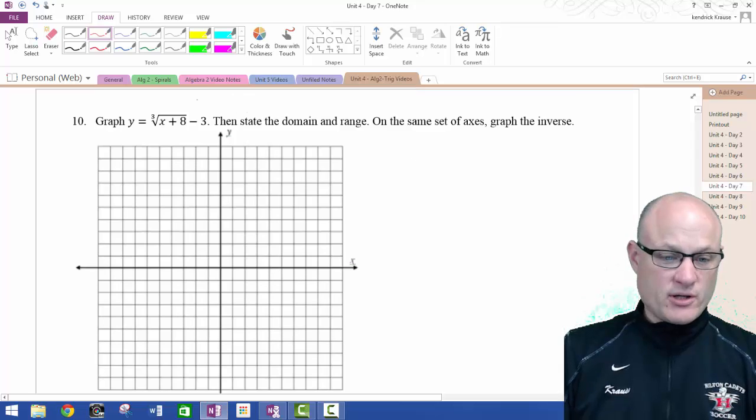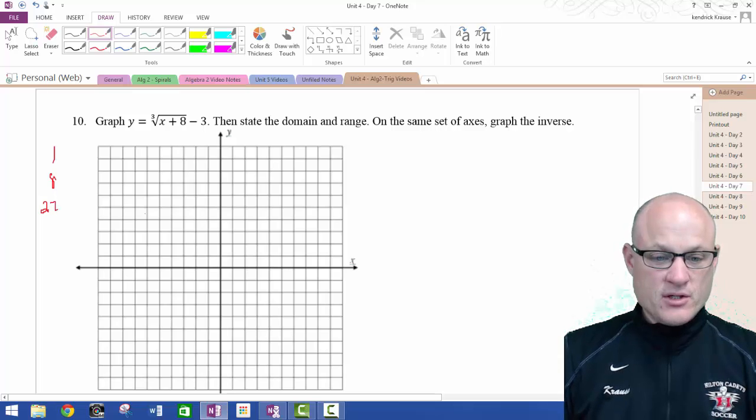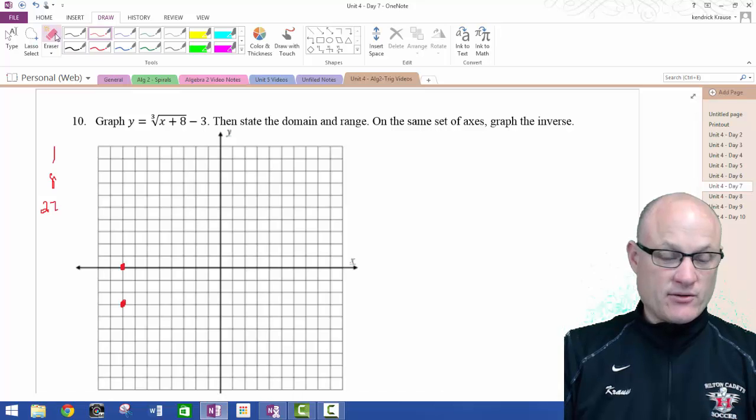Next one's a cube root. So the cube numbers I want to use are going to be 1, 8, and then 27, but I can't use 27. So normally I would be here at the origin, but I'm not. I'm moving to the left 8, way out here. But I also moved down 3. So there's my actual starting point, because I moved to the left 8 and down 3. Let me get rid of that point, because that point doesn't exist.